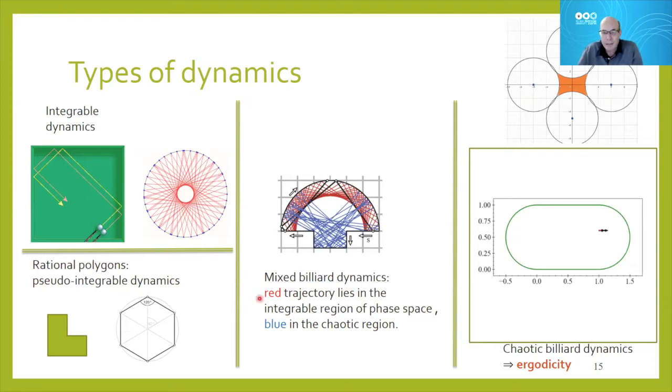And there are intermediate cases like this mushroom billiard, where you have a mixed phase space where a positive proportion of trajectories think that you are inside a circle, and therefore they look like trajectories of a circle, while a positive proportion of the trajectories think that you're inside a stadium, and then they're sort of chaotic. So for the stadium and for this dispersive billiard, we have chaos. In particular, you have ergodicity.